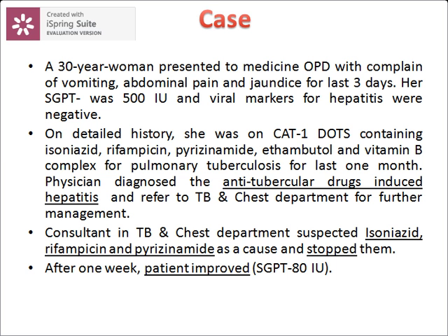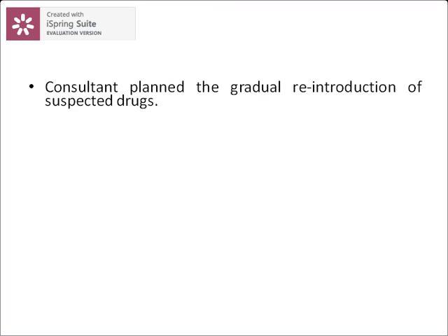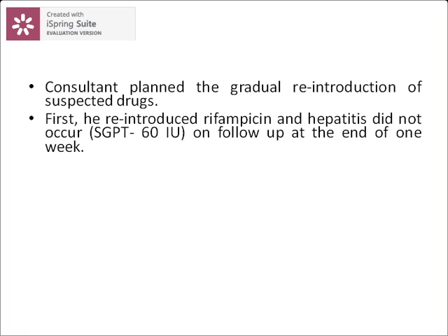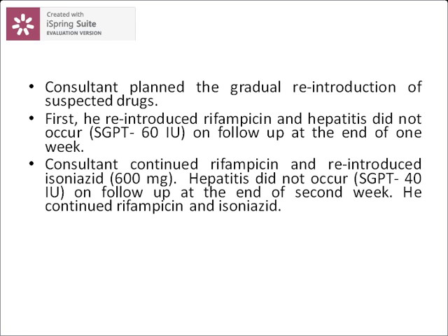Again, if you see our previous example, anti-tubercular drug-induced hepatitis, we stopped isoniazid, rifampicin and pyrazinamide. The patient improved after 1 week. So now the consultant planned the gradual reintroduction of the suspected drugs. First, he reintroduced rifampicin and hepatitis did not occur on follow-up at the end of 1 week. So the reaction here did not reappear, and that rules out rifampicin as a causative agent for hepatitis.